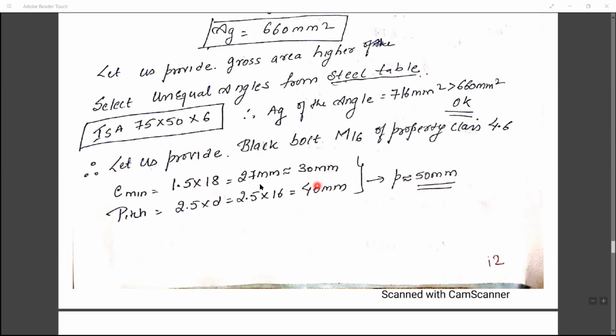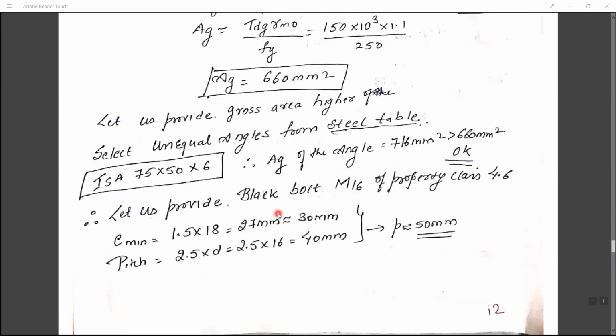Don't take odd numbers like 27, 28, because the scaling will be very difficult to determine the edge distance, and we cannot be that accurate. So what we do is take slightly higher values. I hope this part is clear for you.